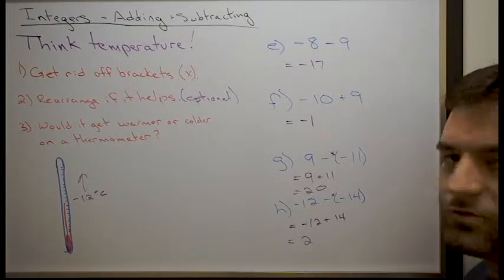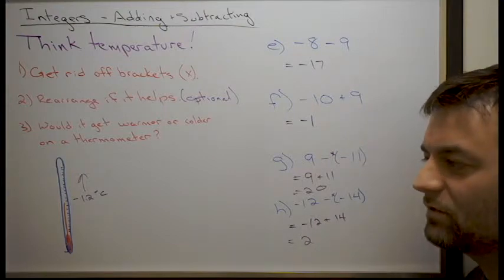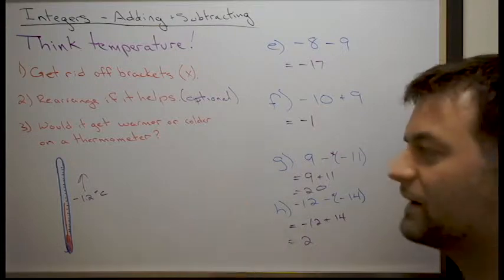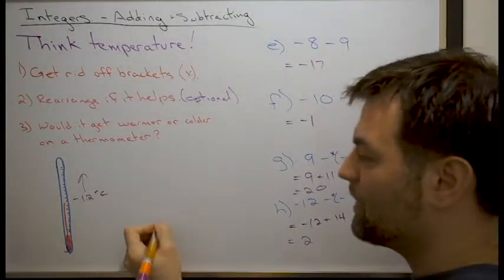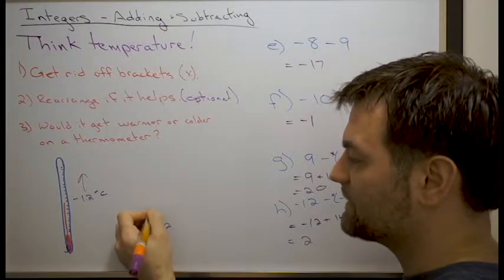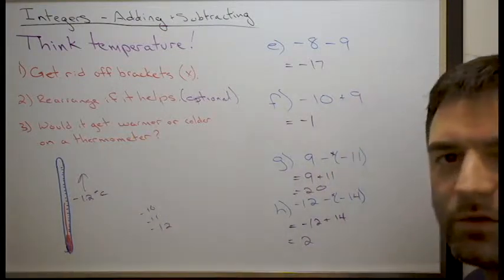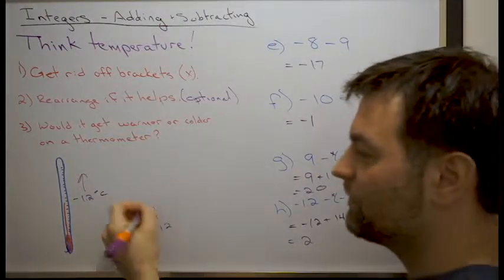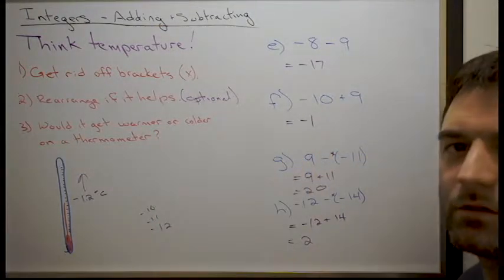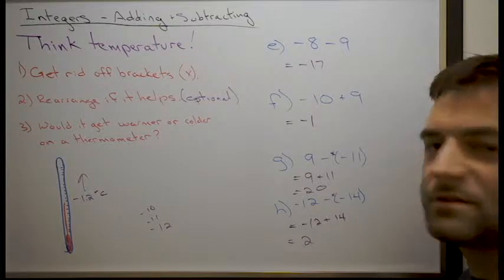So when you're doing these, try and think of it as if you're moving on a thermometer. If you need to, draw yourself a little thermometer, draw a number line, count them out, even if you have to go -12, -11, -10, and work your way up until you get comfortable with these. Draw yourself a little chart so you can count those out. But if you think about it along with the thermometer, it should make a big difference in your success.